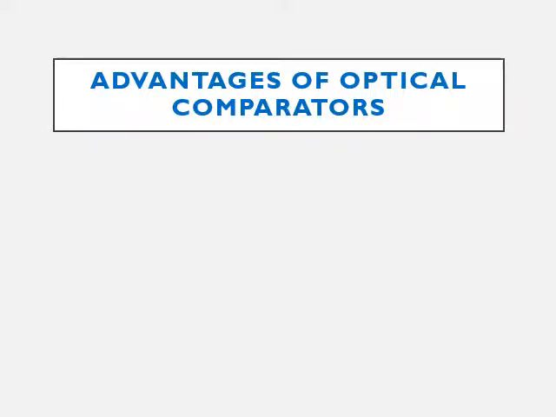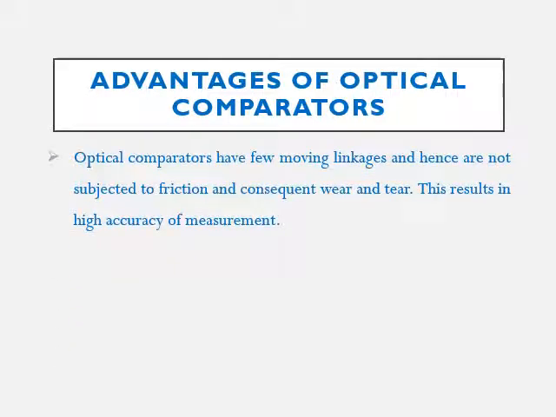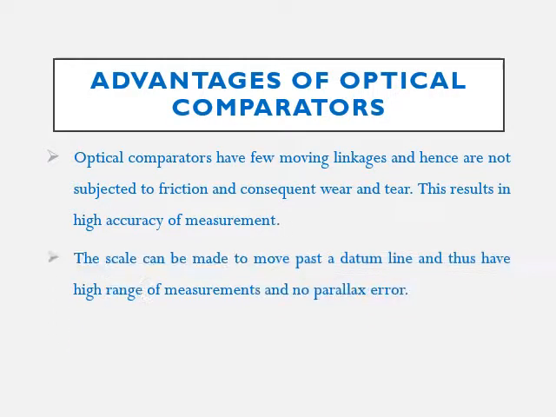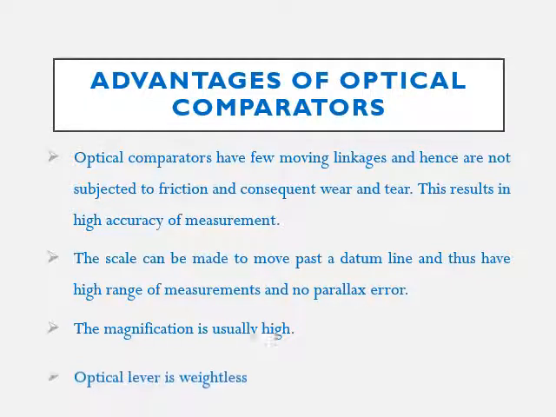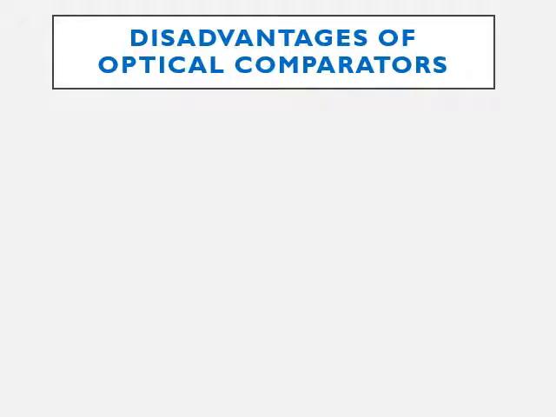The major advantages of these optical comparators are, as I already mentioned, that they have only a few moving linkages, and they are not subjected to friction and consequent wear and tear. This results in a high degree of measurement accuracy. The scale can be made to move past a datum line, thus giving a high range of measurements and no parallax error. The magnification is usually high, up to 5000x.